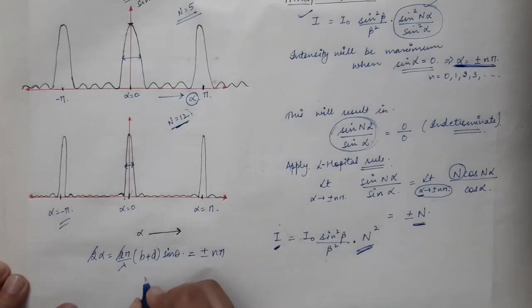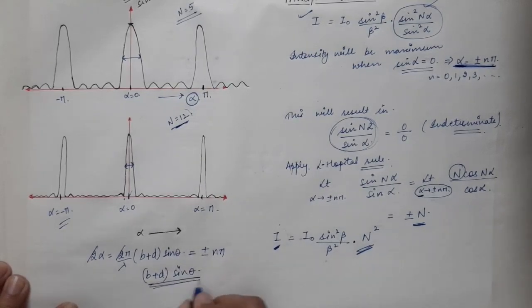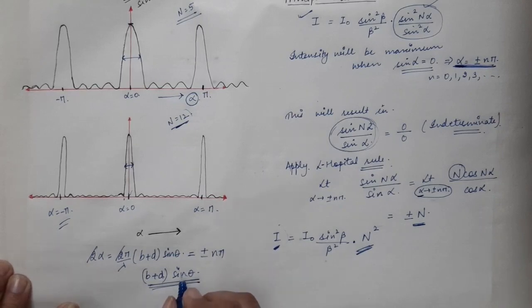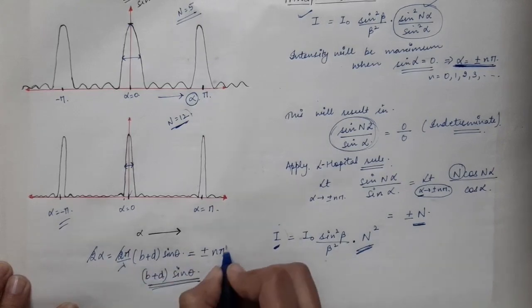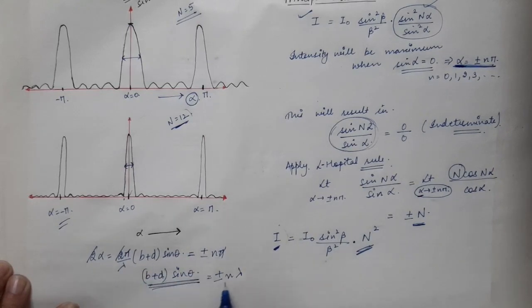From this formula you can see b plus d sine theta. What is this expression? We have already seen that b plus d sine theta is the path difference between the two corresponding light rays from two consecutive slits. So this path difference will come out to be equal to plus minus n lambda. This pi will cancel with pi, so b plus d sine theta will be equal to plus minus n lambda. This will give us the direction of the principal maxima.